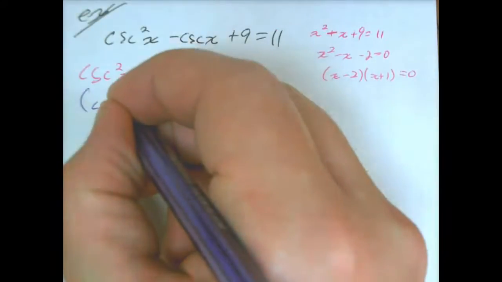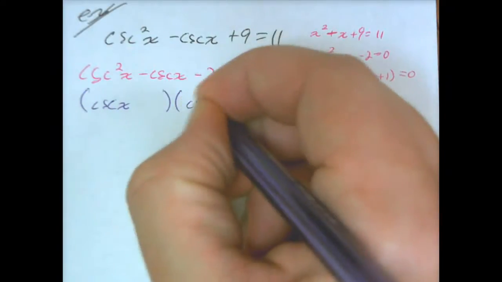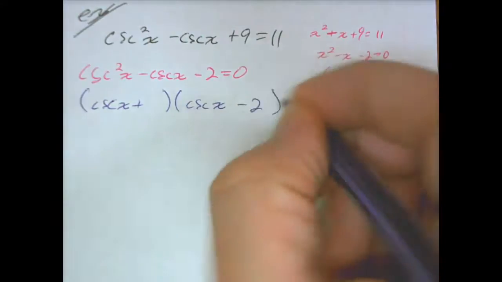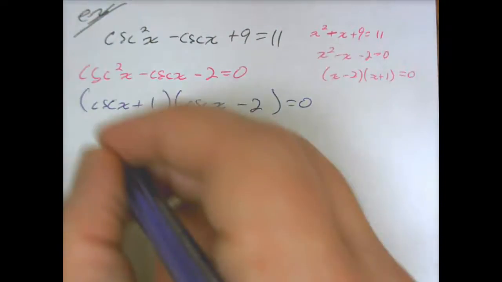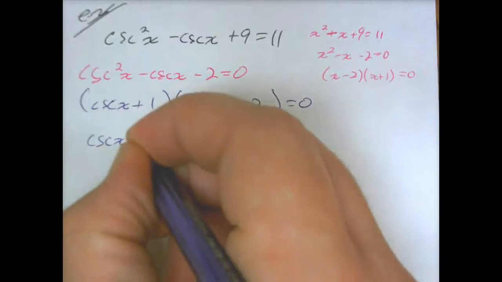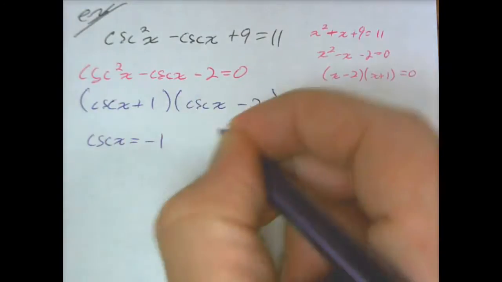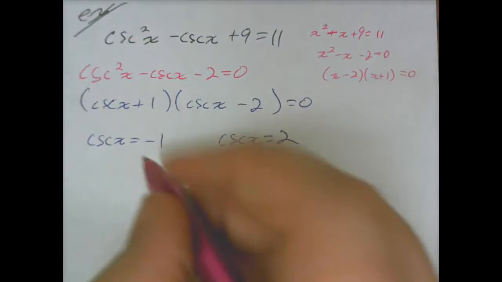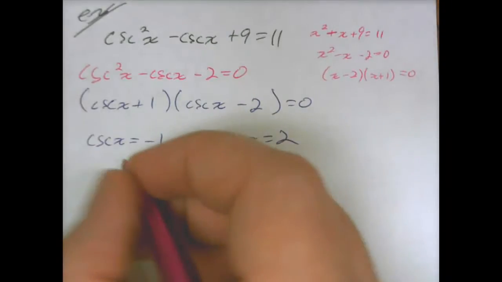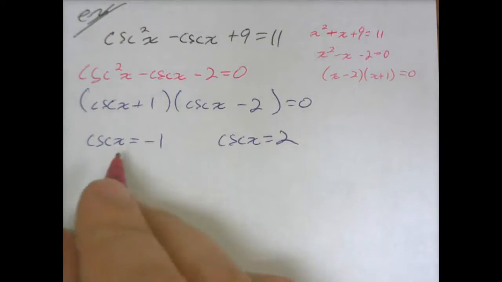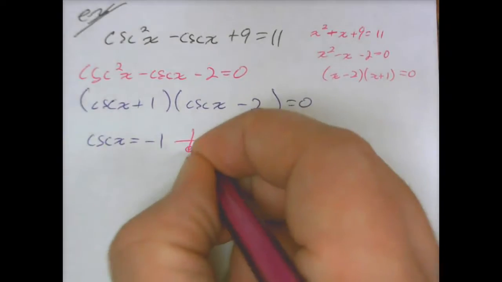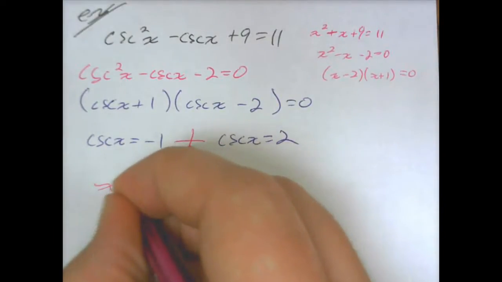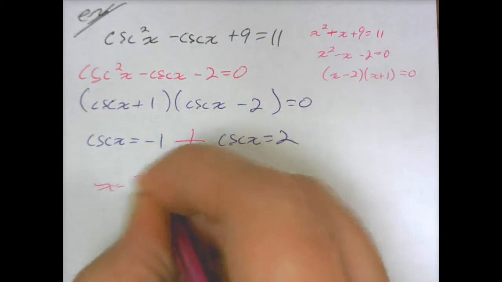So cosecant x minus 2 and cosecant x plus 1. One's plus, one's minus. I have minus 2 plus 1 equals 0. So I can say cosecant of x is equal to negative 1 and cosecant x is equal to 2. Well, for the negative 1, that's where sine is negative 1 because cosecant is related to sine. So sine is only negative 1 straight down at 0, negative 1. So that would be at the angle 3 pi over 2.